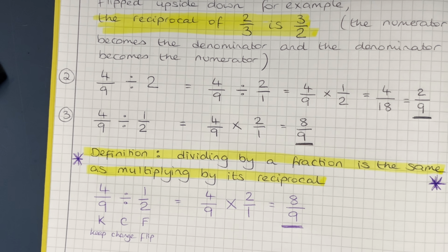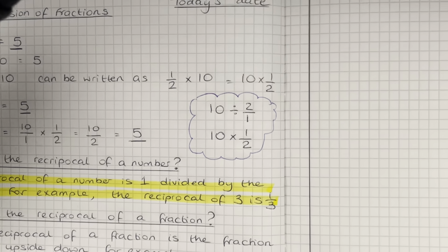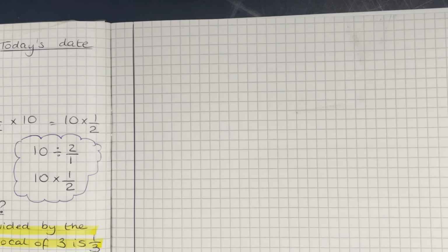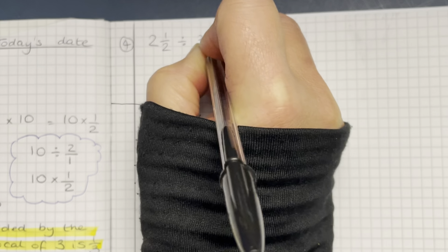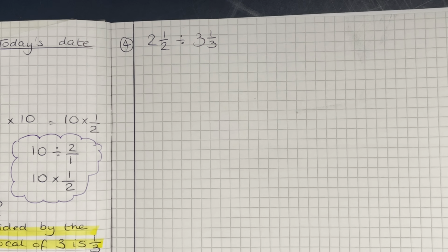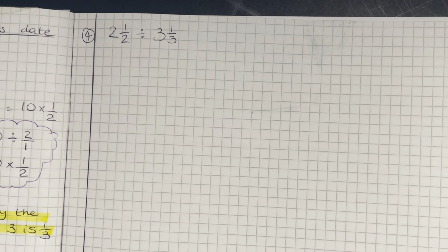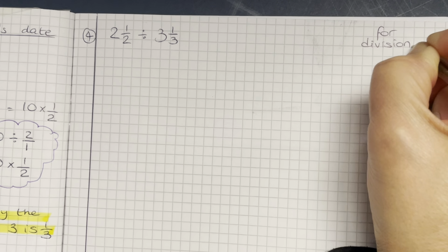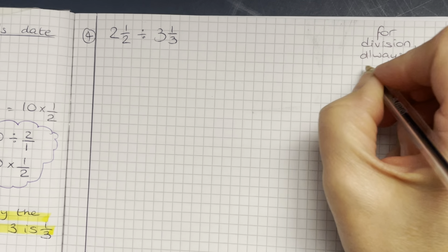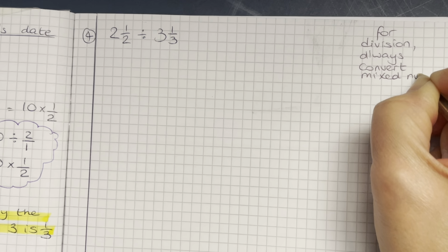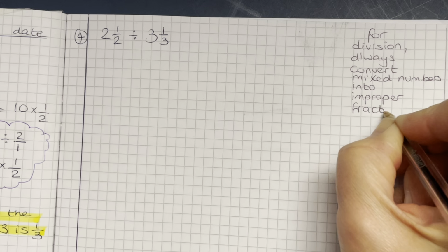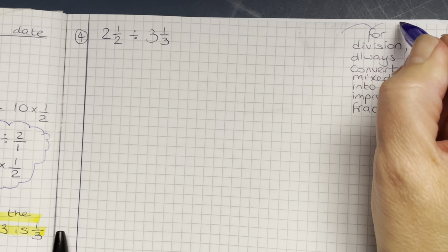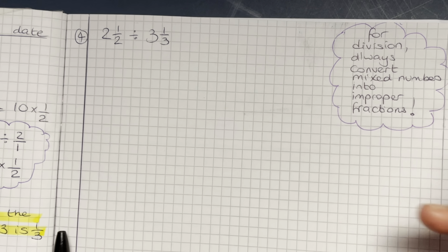Let's do a quick example using mixed numbers now. Okay, so question 4. Our mixed number example, I've got 2 1/2 and I'm dividing it by 3 1/3. Now you'll remember from when we looked at multiplication, we learned how important it was to always convert mixed numbers into improper fractions. We're going to write that down again. For division, always convert mixed numbers into improper fractions. Okay, really important technique. So remember that. I'm going to put it in one of my bubbles. For division, always convert mixed numbers into improper fractions.